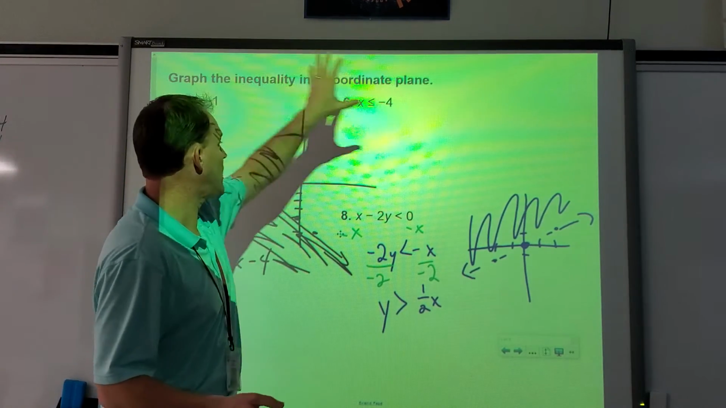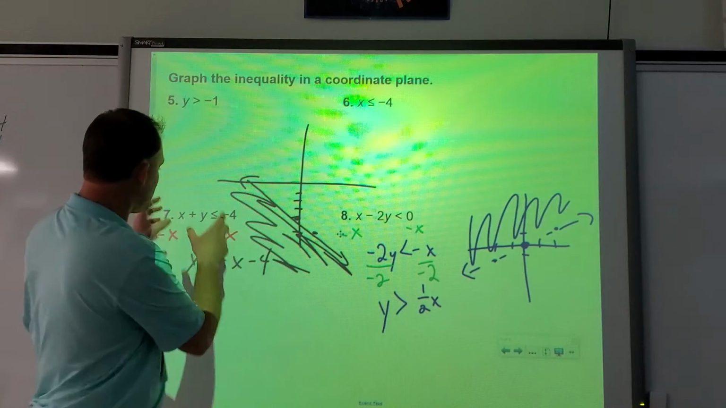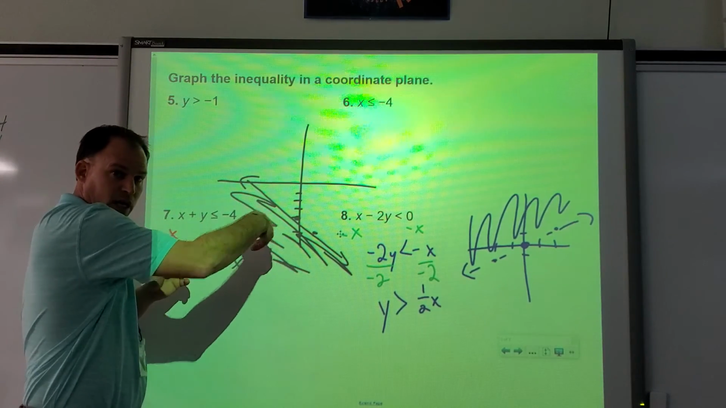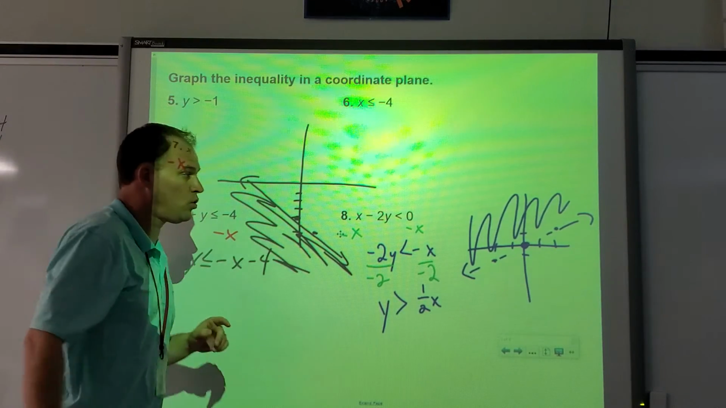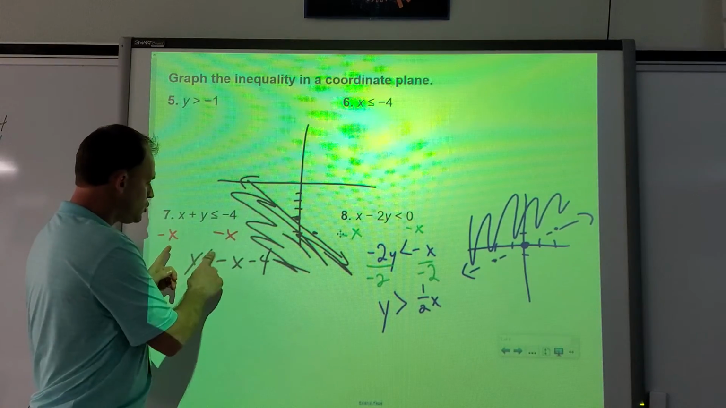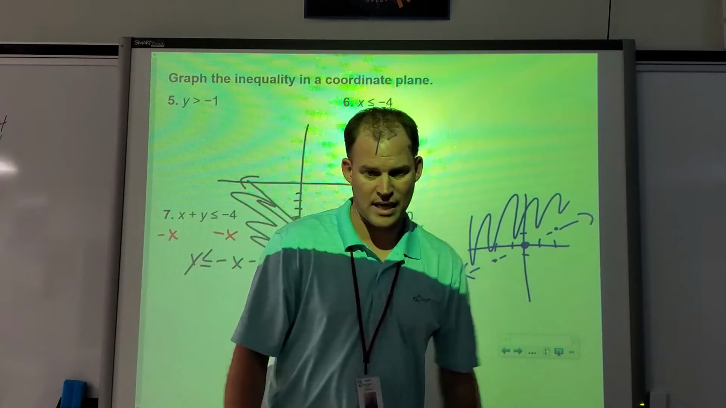We talked about horizontals, verticals. Get them in y equals form. It makes the shading a whole lot easier. It makes the graphing a whole lot quicker. Pay attention to solid lines versus dotted lines.